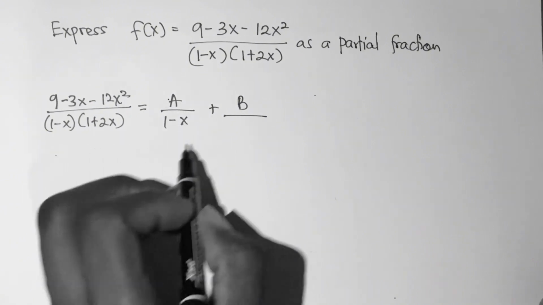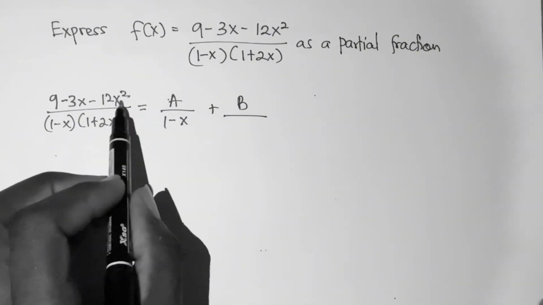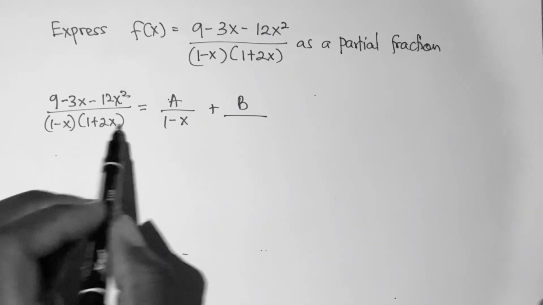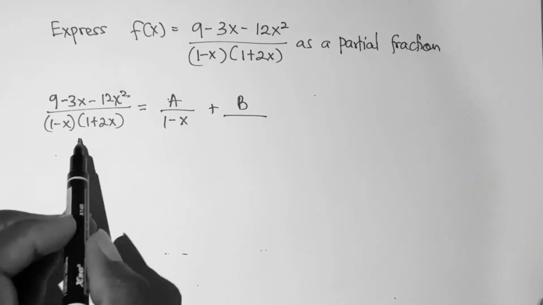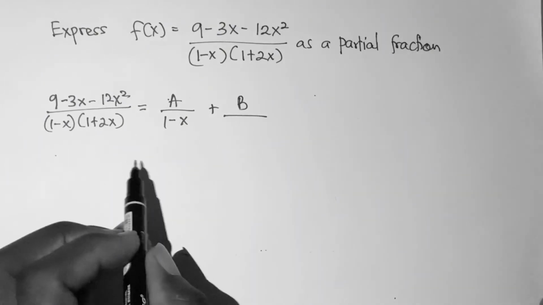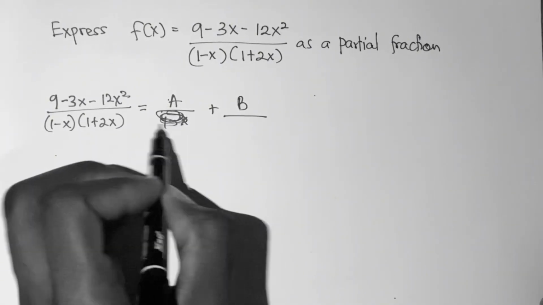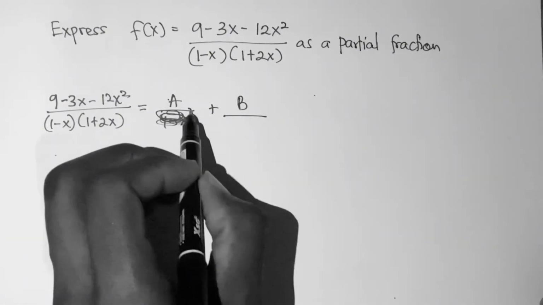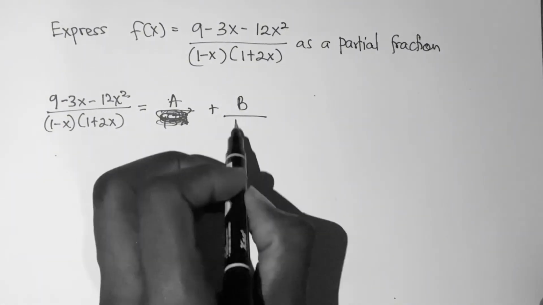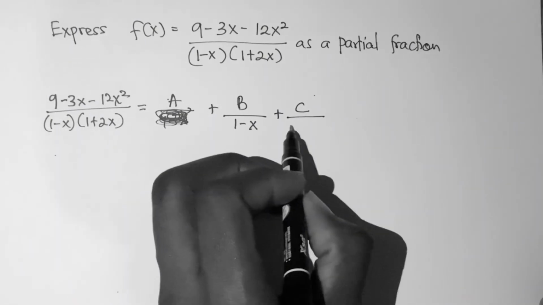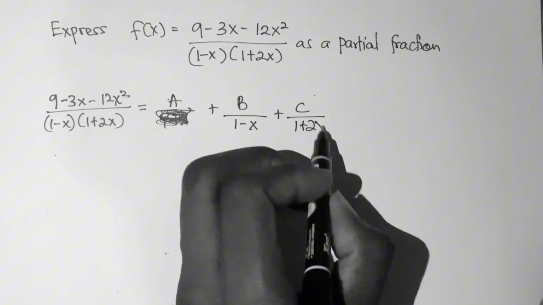I made a mistake. If you check here, the highest power here is x squared, and the highest power here, x times x, is also x squared. And therefore, we are going to have a certain constant plus the rest. So this is going to give us a plus b divided by 1 minus x and plus c divided by 1 plus 2x.